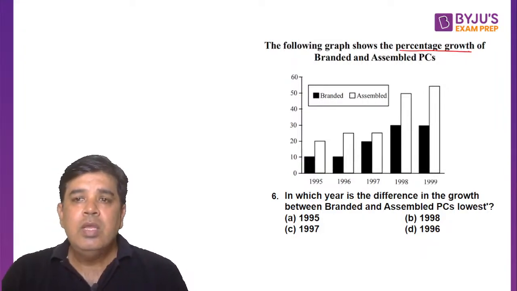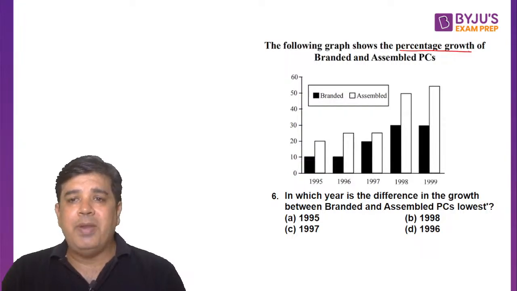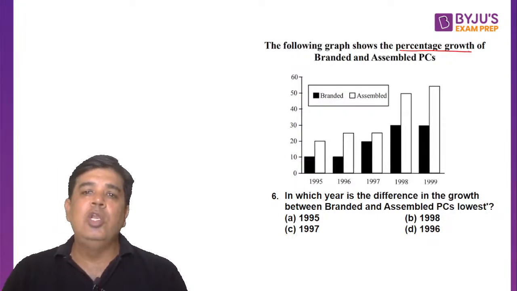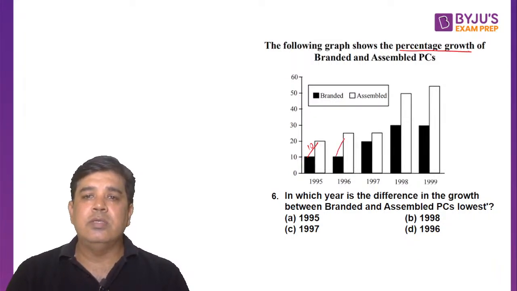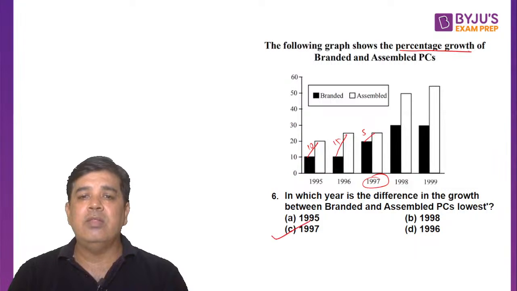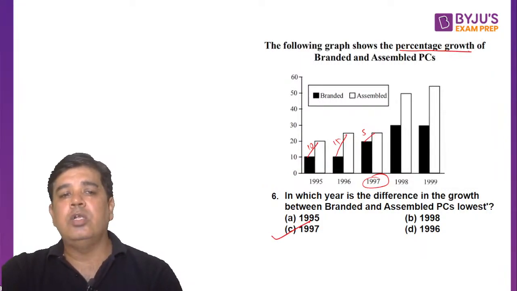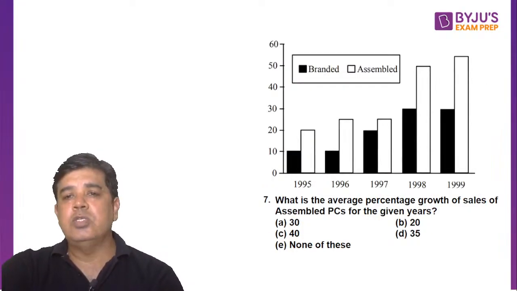In which year the difference in the growth between the branded and the assembled PCs is the lowest. Okay, the difference, the growth is between 20 and 10 is 10. This is 15. This is between 20 and 25, 5. This is huge. So it is the year 97 where the difference between the two type of PCs is lowest.